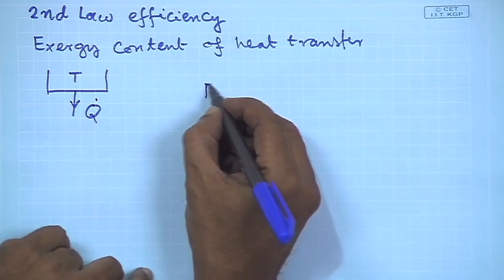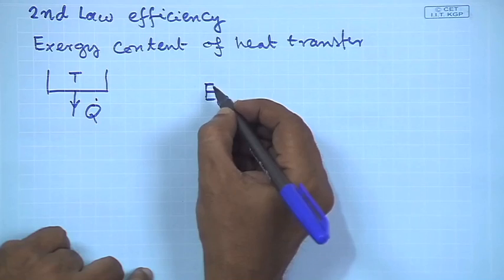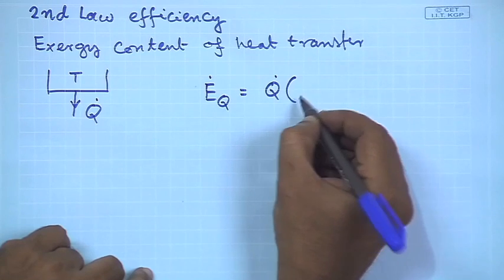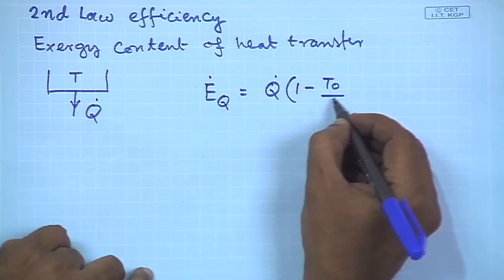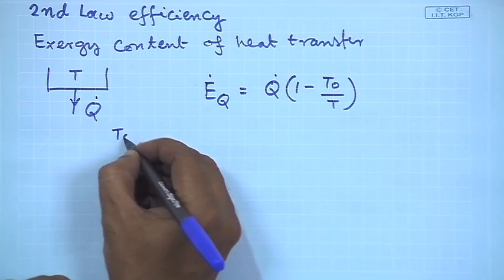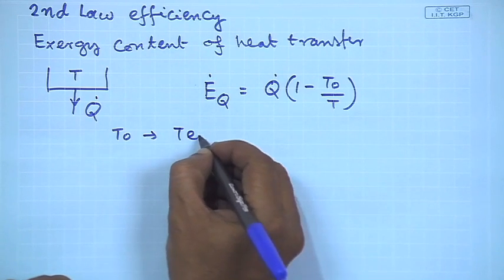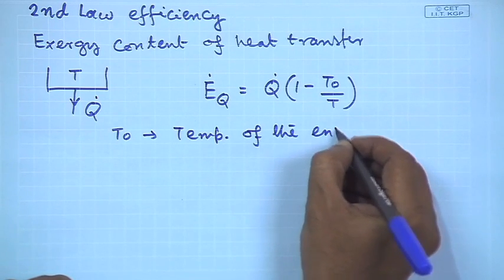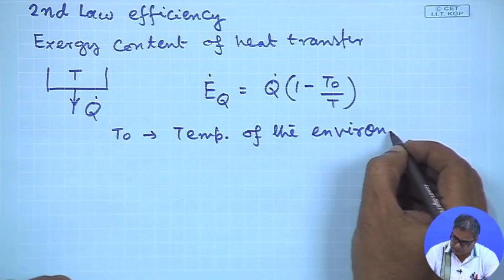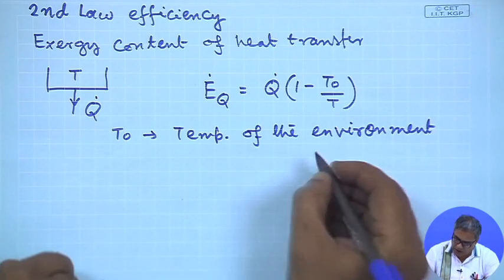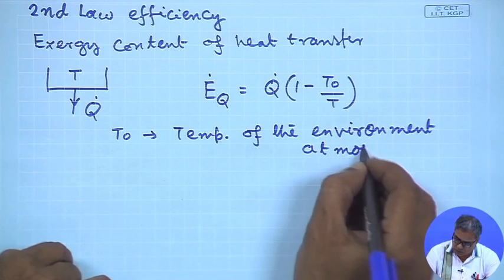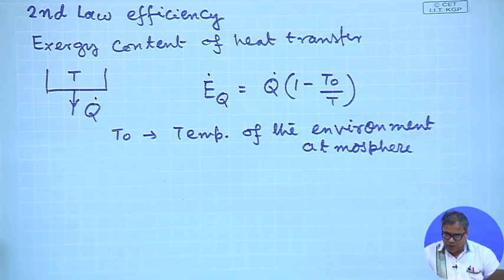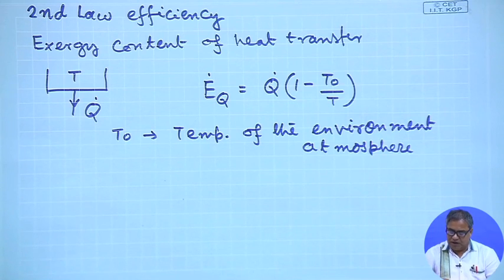Then the exergy content of heat transfer, E Q dot, is equal to Q dot into 1 minus T 0 by T, where T 0 is the temperature of the environment or atmosphere. Because the environment or atmosphere is the ultimate sink where the thermal energy is dumped.